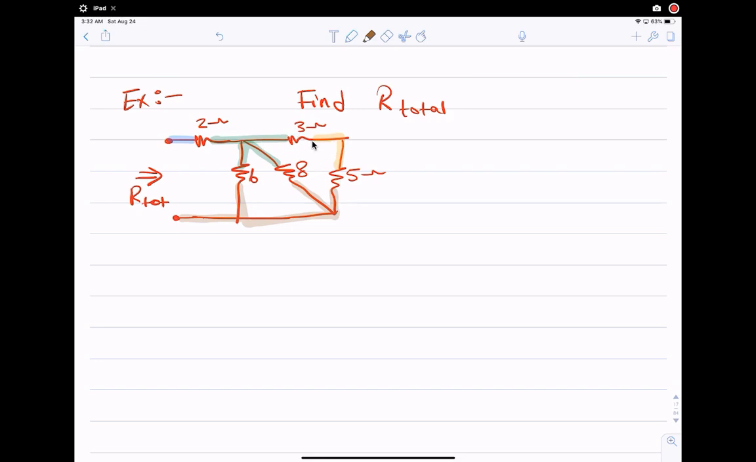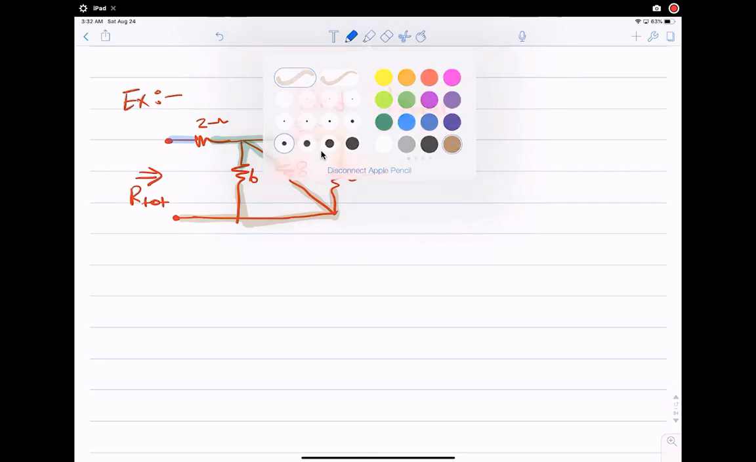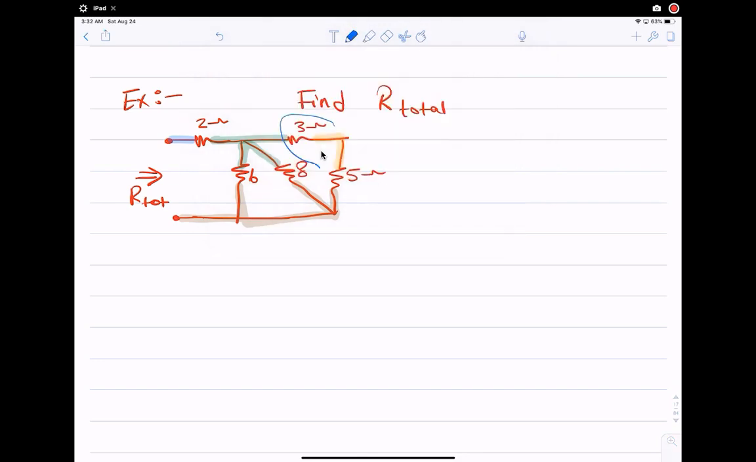Okay, if we look at the color code, there is orange green here, orange brown. That means they are not in parallel. So those two, and remember I said you want to start from the furthest point from this unknown. So 3 and 5 are the furthest one. I discovered that they are a series combination, so I can say 3 plus 5 equal 8 ohms.